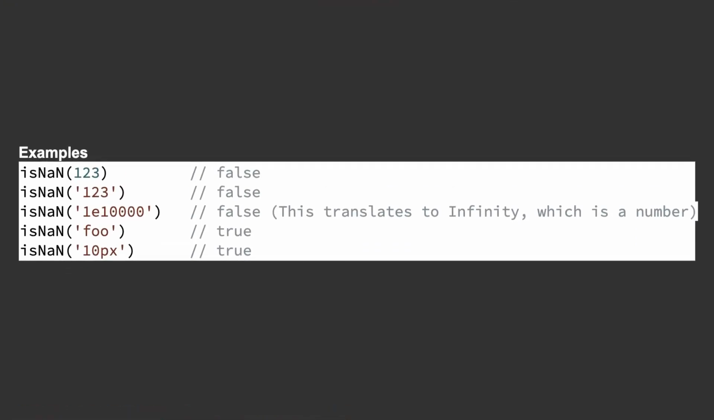Examples. isNaN(123) is false. isNaN('1e10000') is false, since this translates to Infinity, which is a number. isNaN('foo') is true. isNaN('10px') is true.